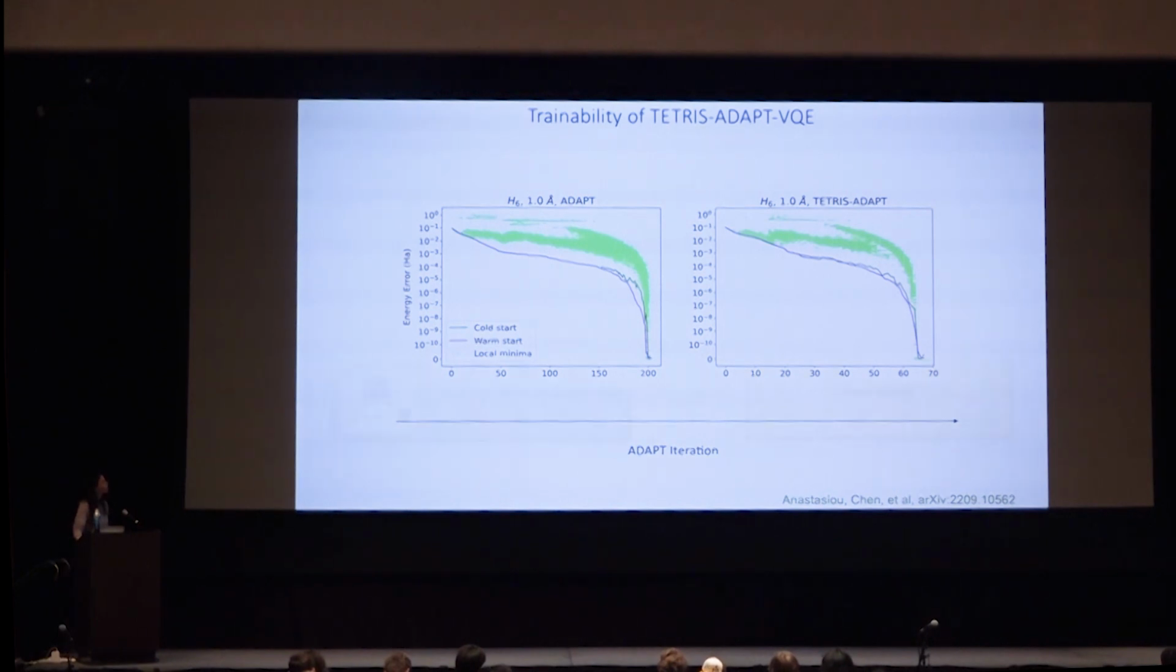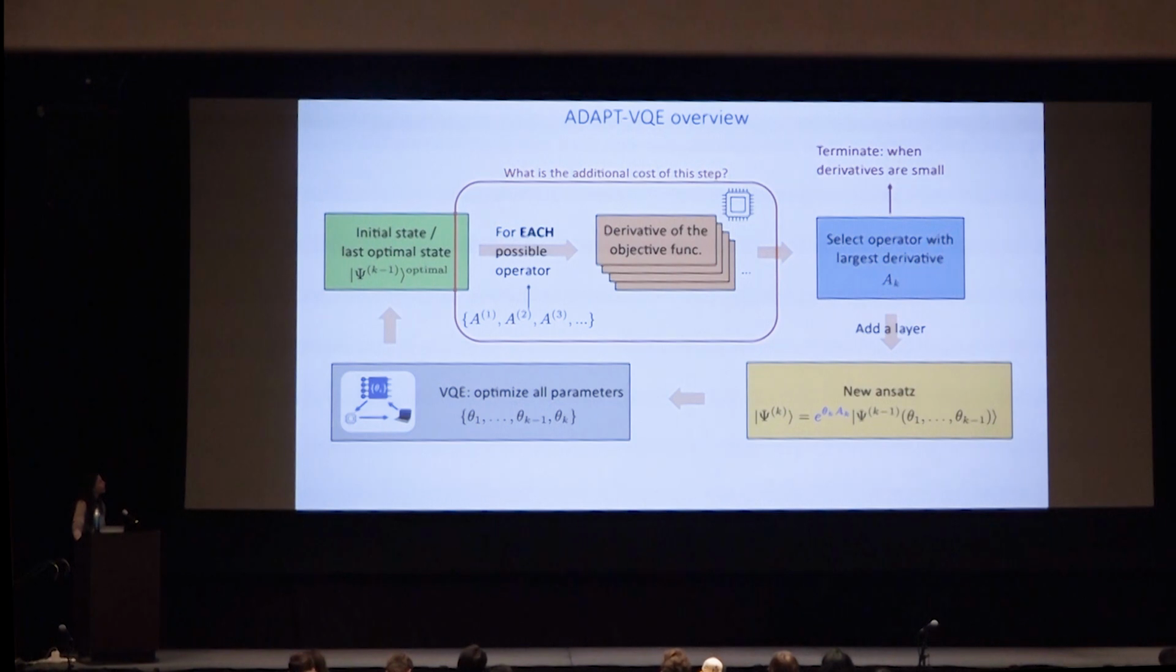So the last thing I want to talk about is going back to measuring the pool operators. I already mentioned that within the adapt algorithm, at every iteration, you do a PQE. So in addition to the cost of PQE, you have the cost of measuring these gradients. This is the price you pay in order to have shorter circuits. So you could worry about how much overhead this adds to your algorithm.